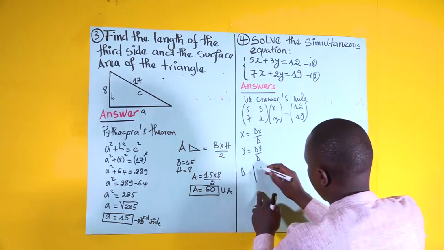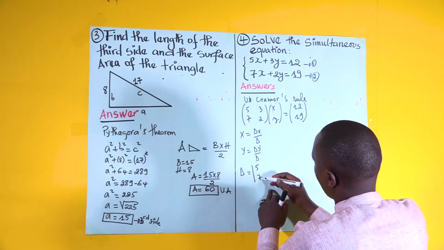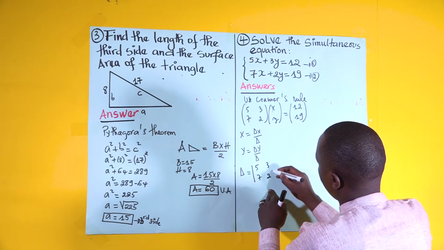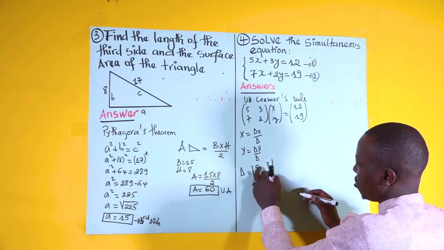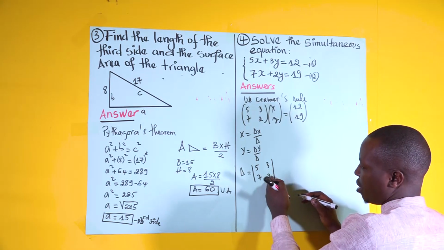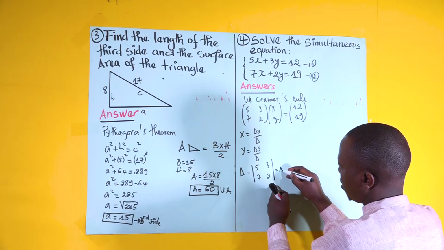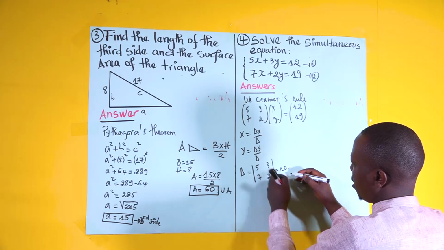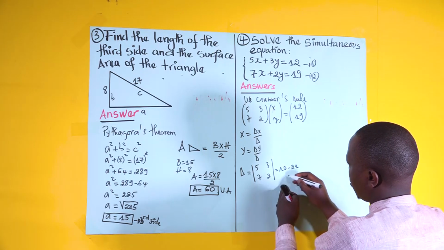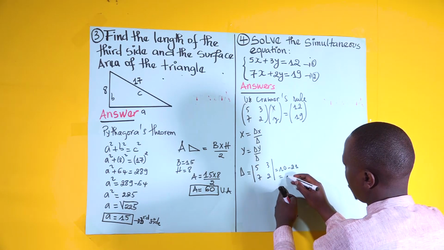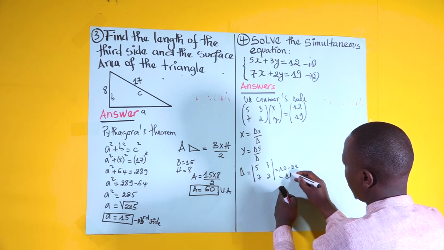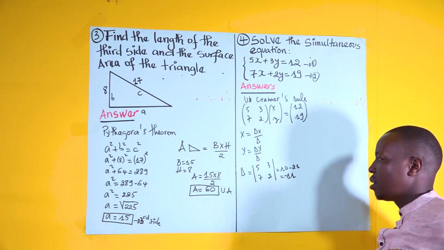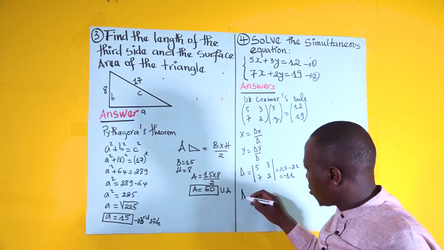We take 5 and 7, 3 and 2. We do like this one, by finding the determinant, we multiply these numbers. 5 by 2 is 10, minus this by this, which is 21. So the answer here for the determinant is negative 11. That has a negative sign.